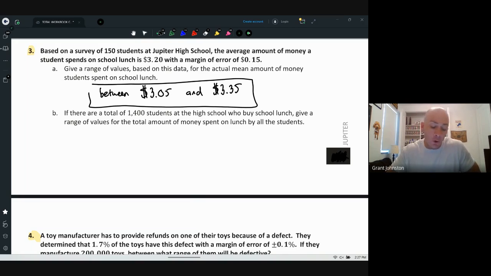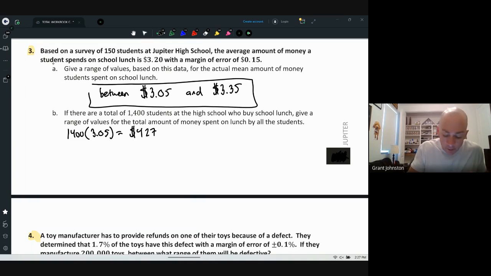Now, B says if there are a total of 1,400 students at the high school who buy school lunch, give a range of values for the total amount of money spent on lunch by all the students. So if we have 1,400 students and they're all spending on average $3.05, so we're going to multiply. How much money would that be? 1,400 times 3.05. They would be spending $4,270.